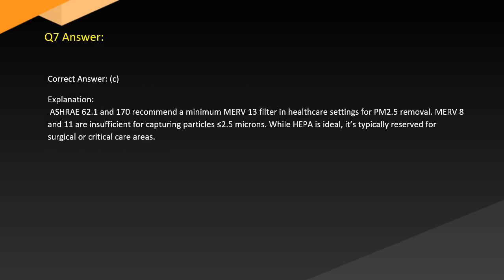Answer. Correct answer: C. Explanation. ASHRAE 62.1 and 170 recommend a minimum MERV 13 filter in healthcare settings for PM2.5 removal. MERV 8 and 11 are insufficient for capturing particles of 2.5 microns or smaller. While HEPA is ideal, it's typically reserved for surgical or critical care areas.